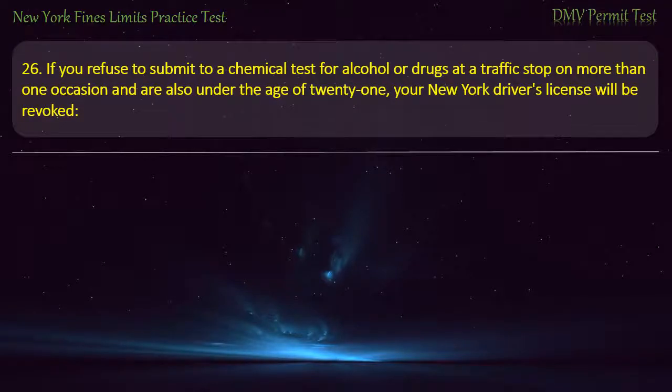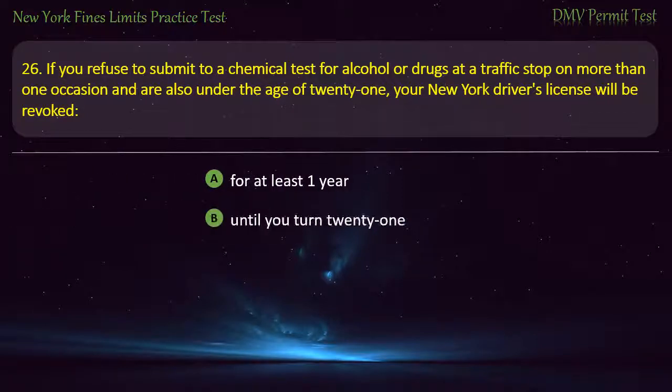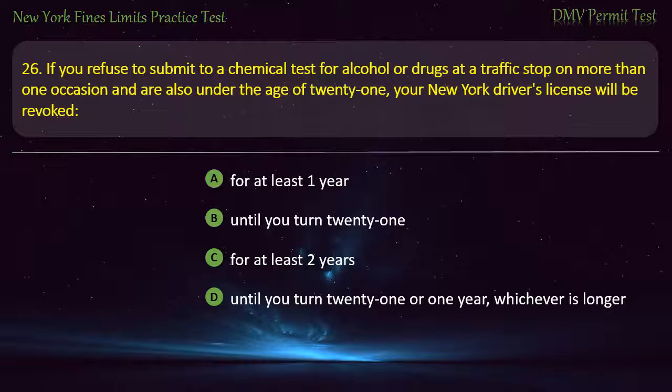Question 26. If you refuse to submit to a chemical test for alcohol or drugs at a traffic stop on more than one occasion and are also under the age of 21, your New York driver's license will be revoked. For at least 1 year. Until you turn 21. For at least 2 years. Until you turn 21 or 1 year, whichever is longer. Answer. Until you turn 21 or 1 year, whichever is longer.